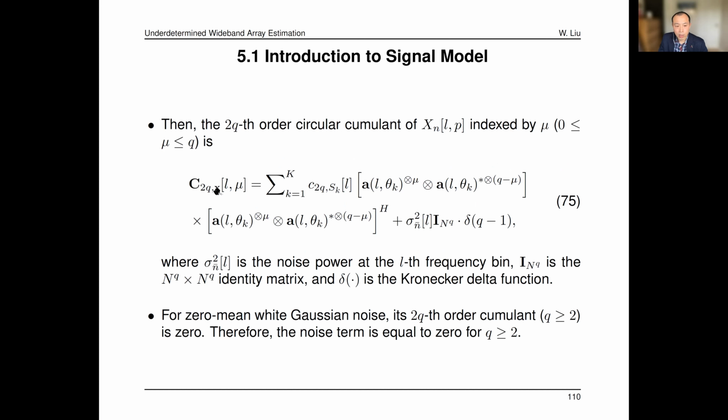If you calculate this, you can express the cumulant of the received signal in terms of the cumulant of the source, times this, which is a fourth order difference coarray. So you can form the fourth order difference coarray using this part. And here is the noise part. For fourth order, Q equal to 2, then 2 minus 1 is 1, then delta 1 is 0, so this part will be 0, because for Gaussian noise at fourth order this part is 0. But if Q equals 1, then 1 minus 1 is 0, and you will have this noise part.